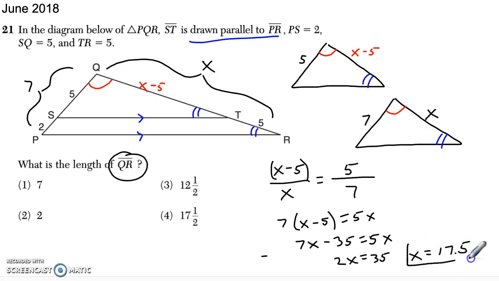17.5. Now, since I labeled x this entire side, which is what they wanted, QR, I'm good to go. There's my answer, 17.5. This is why I always like to label the thing they want with x. I could have made this side x, and then I wouldn't have had to do this x minus 5 deal, but then at the end I would have to remember to add this 5 back. I would have gotten 12.5. So it's always a good idea to make the thing they want just your variable. That way you have one less thing to think about.